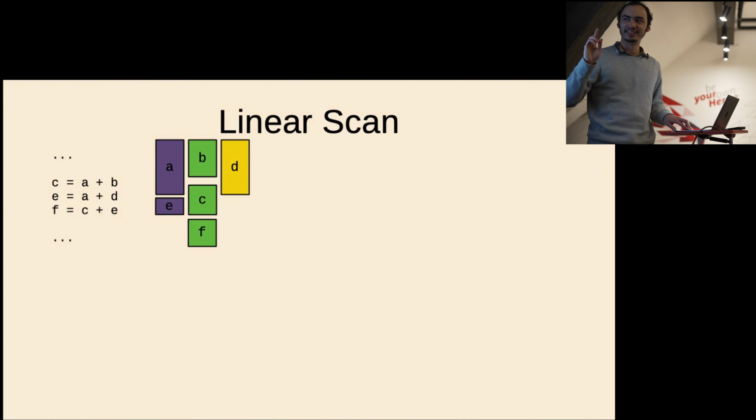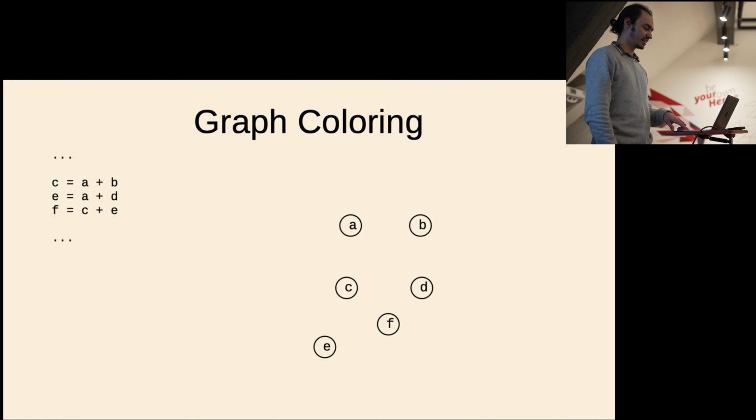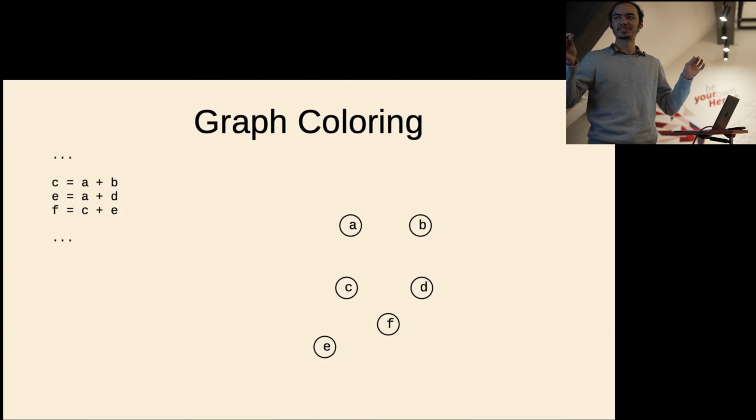But this has a drawback. It's a pretty simple algorithm, and the drawback is it's not always optimal. What is always optimal is graph coloring. Here, every placeholder is a node in our graph, and every time two values exist at the same time, we add an edge between them. So then our graph would look like this.